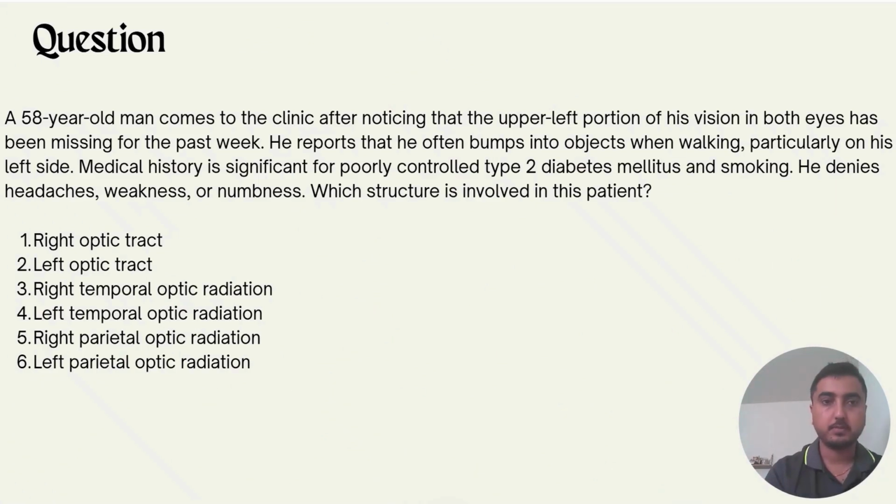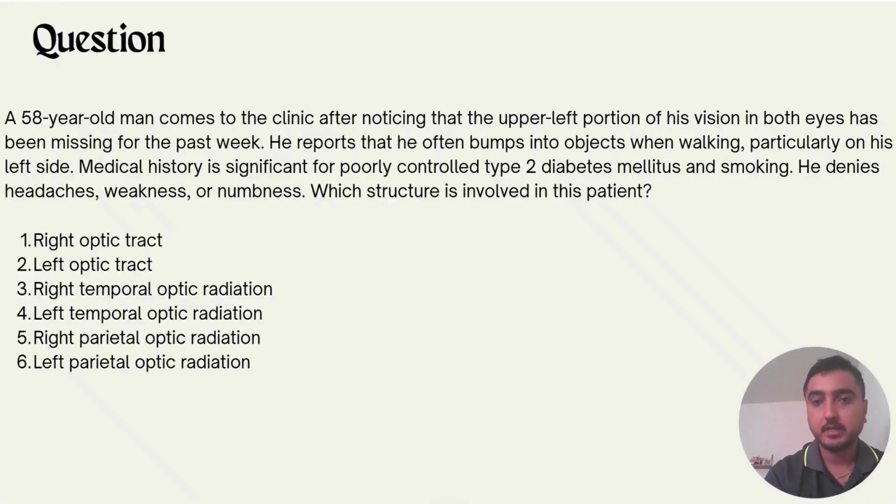A 58-year-old man comes to the clinic after noticing that the upper left portion of his vision in both the eyes has been missing for the past week. He reports that he often bumps into the objects when walking, particularly on the left side. Medical history is significant for poorly controlled type 2 diabetes mellitus and smoking. He denies headache, weakness, and numbness. Which structure is involved in this patient?